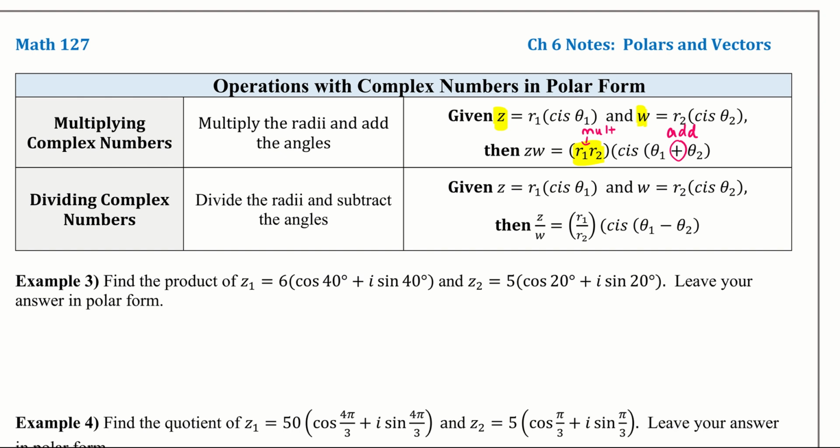We'll take the various radii and we'll divide them. Whichever one we're dividing first would go on the numerator. And then for those arguments, we'll subtract them to get a new argument.